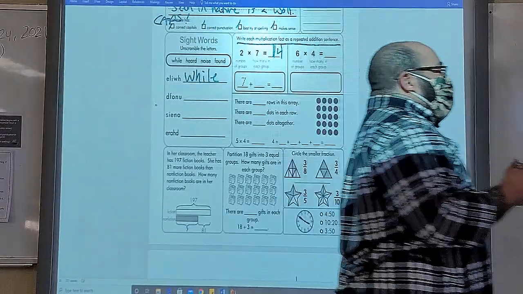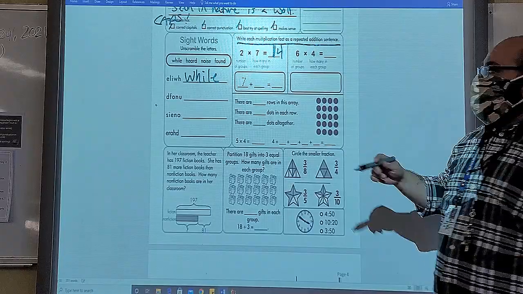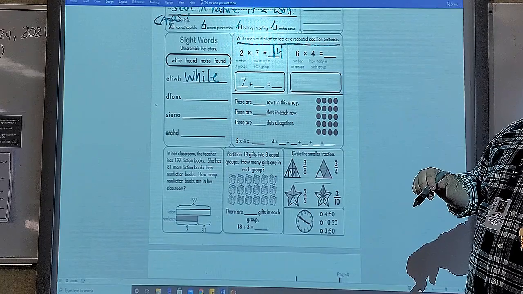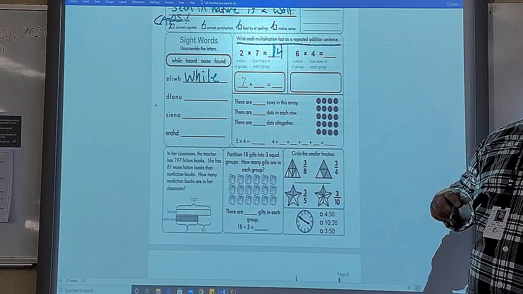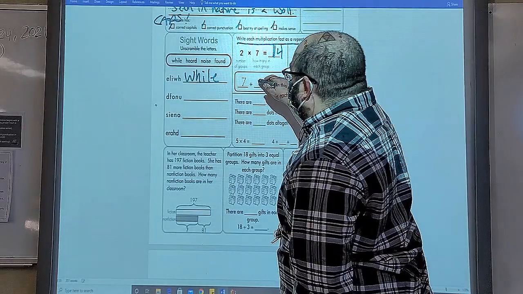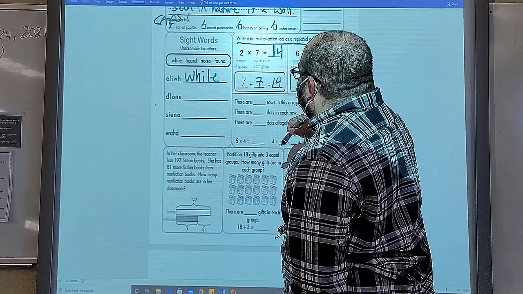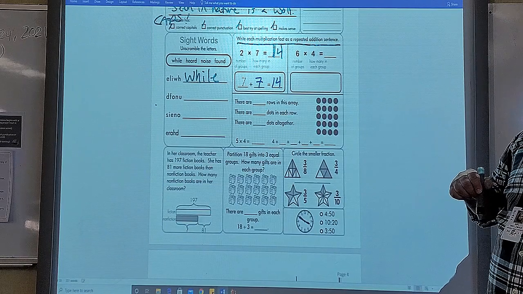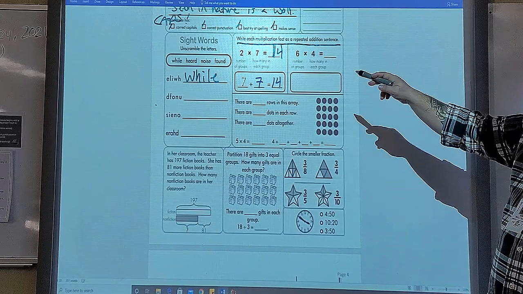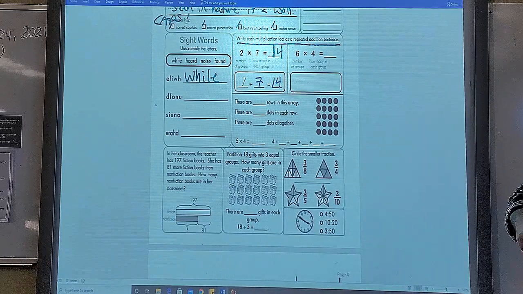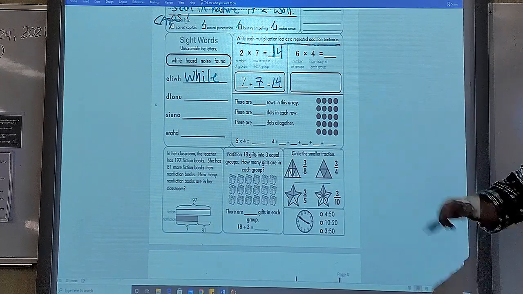So 2 times 7 is 14, but remember, we're talking about repeated addition, so we need to finish this problem first. 2 times 7 is 14, that means that 7 plus what is 14? 7 plus 7 is 14. That is correct. So remember, when you use twos in multiplication, we're doubling. So that's your hint for that one. 7 plus 7 is 14. 2 times 7 is 14.